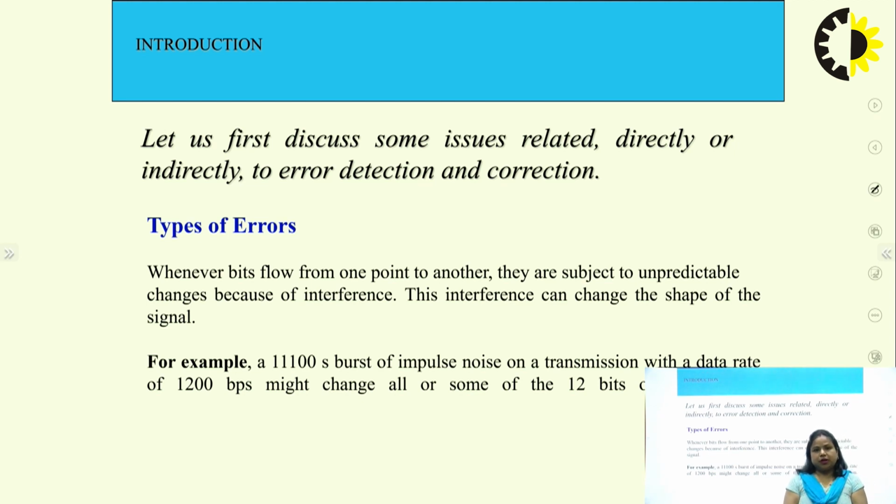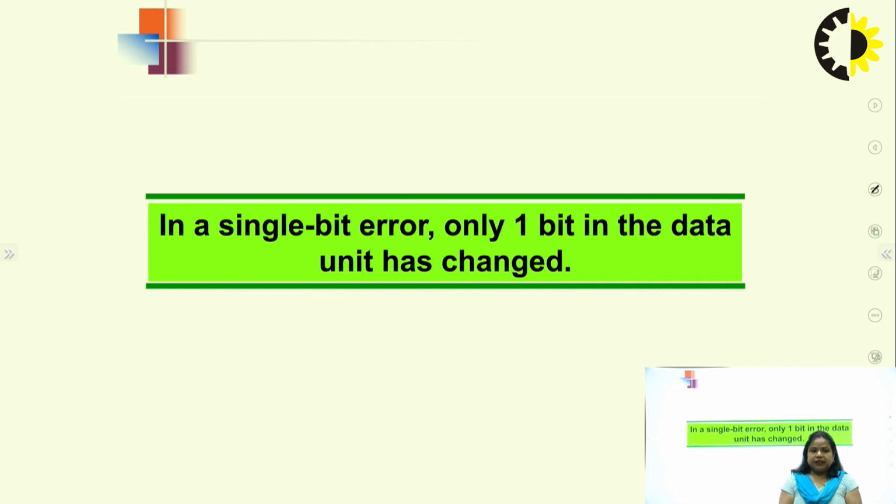First of all, we are going to talk about what the types of errors are. Whenever bits flow from one point to another, they are subject to unpredictable changes because of interference. Interference means there can be a change in the shape of the signals. For example, a burst of impulse noise on a transmission with a data rate of 1200 bps may change all or some of the 12 bits of information. When some bits are changed, we say we are talking about errors. Now there are two types of errors.